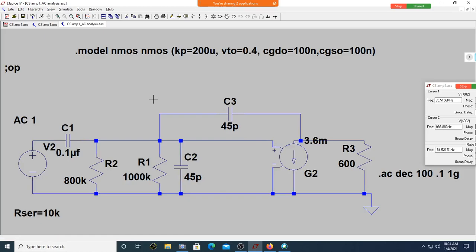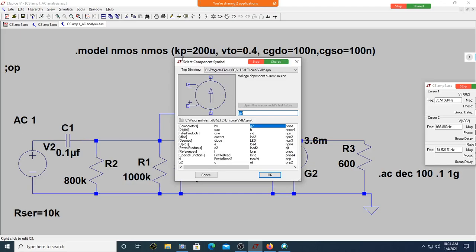In LTspice, it is possible to have dependent sources also. This is one such dependent source. How do you get this? Just go to components, then sources. Can you see there is G and G2? This G is a voltage dependent current source. You can see how the arrow mark looks. These two are the same, only the plus minus will differ, nothing more. Both are voltage dependent current sources.